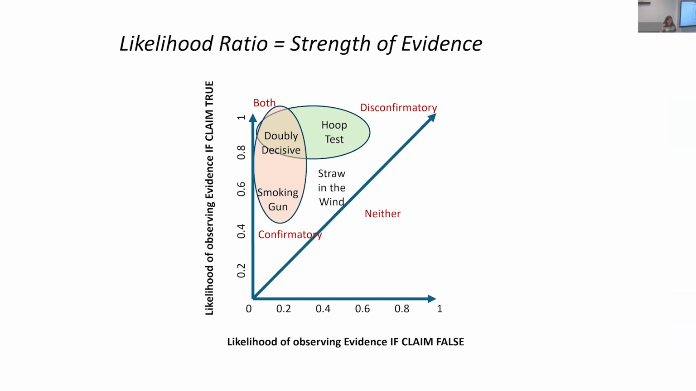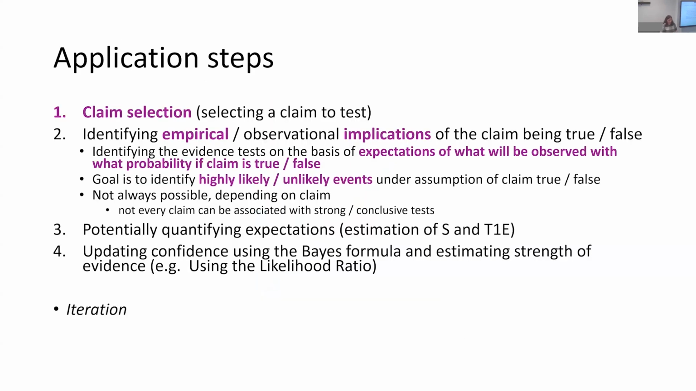And rather than providing a simple narrative argument as to why something is a smoking gun or a hoop test, something is conclusive for confirming the theory or for rejecting the theory, you just go through a formalized process of assessing probabilities of events on the basis of whether the theory is true or not. And then it's a little bit more robust, I guess. So this is basically what the method does.